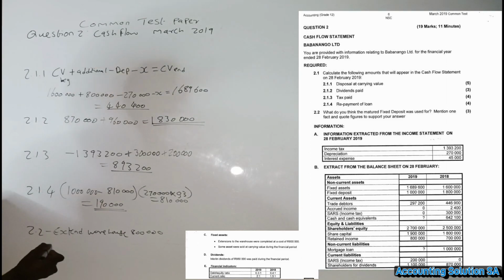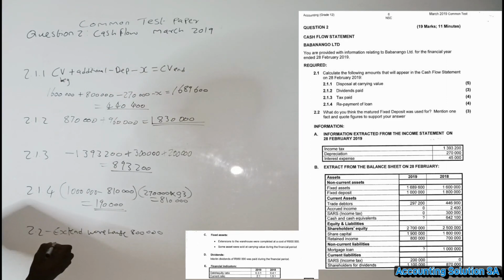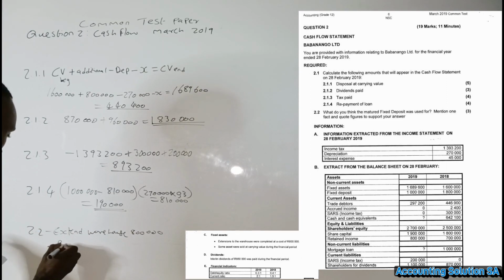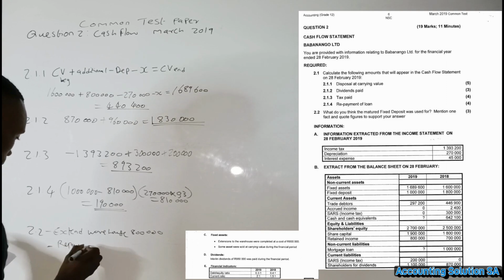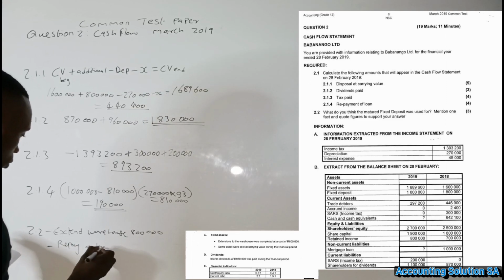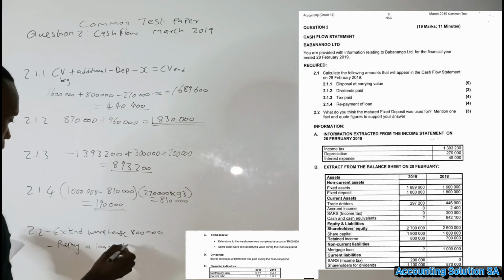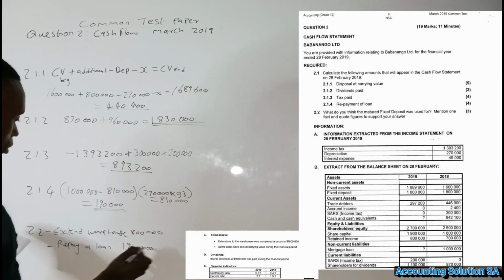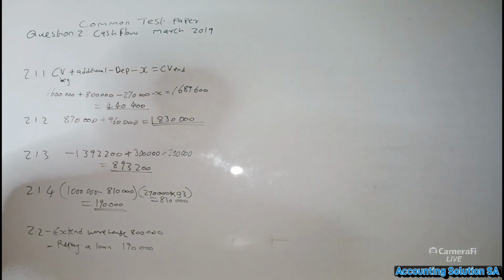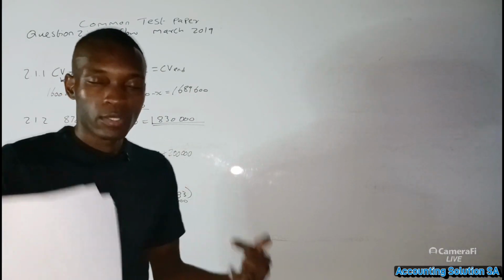Okay, and the other thing that you can also mention, you can say the business used the matured fixed deposit to repay a loan. Okay, you can see that the repayment of loan was 190.